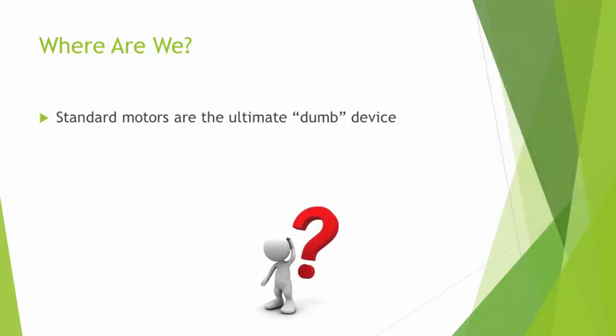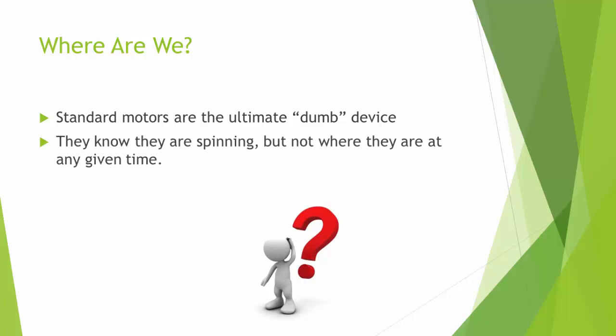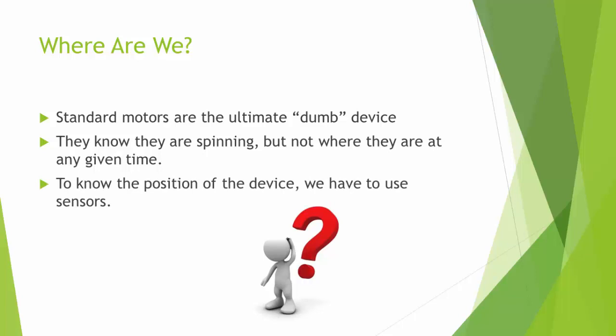And here's where standard motors fall down. So they're not a smart device when it comes to this kind of thing. They know they're spinning, but they don't know where they are at any given time. In order to know the position of a device, we've got to use sensors.